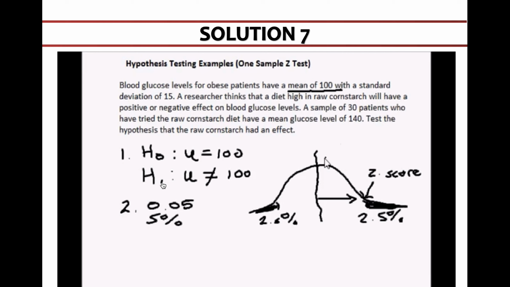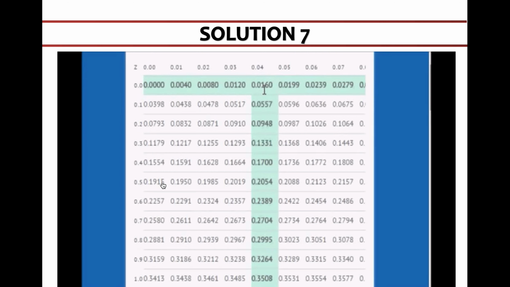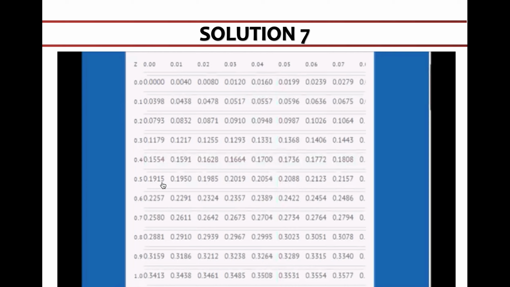Now, half of a bell curve is 50%. This little area is 2.5%, which means this area between the mean and this z-score must be 47.5%. I'm going to look this up in the z-table. I'll actually be looking up the decimal, 0.475. So here's my z-table. I want to find 0.475 in the center of the table.